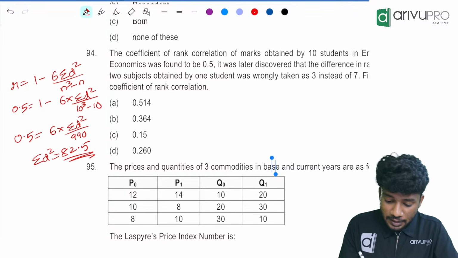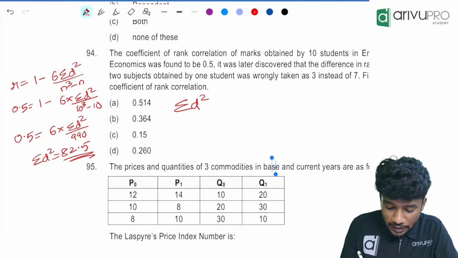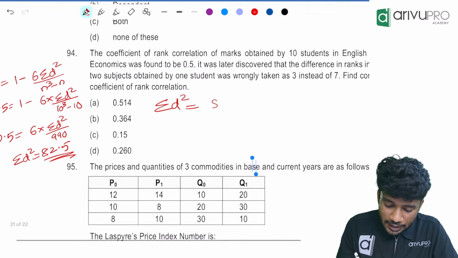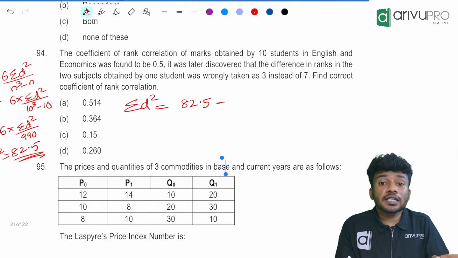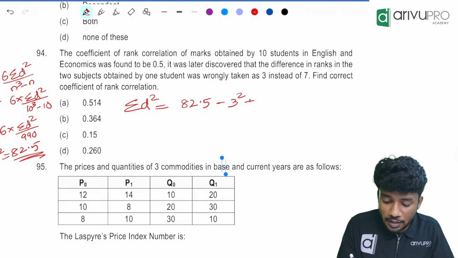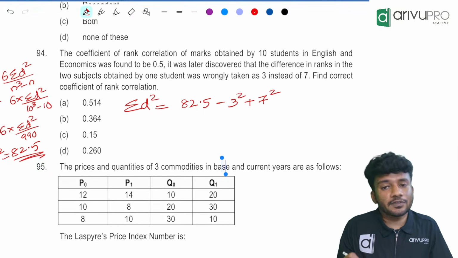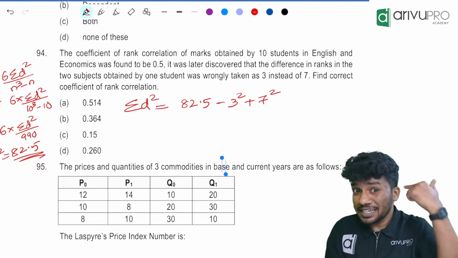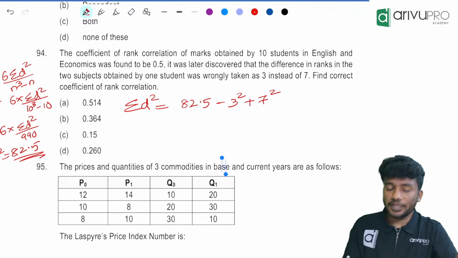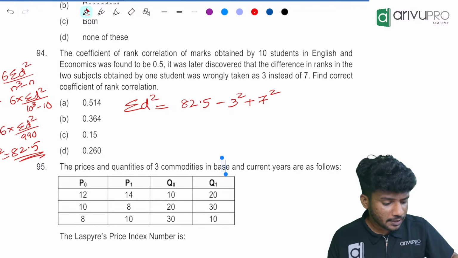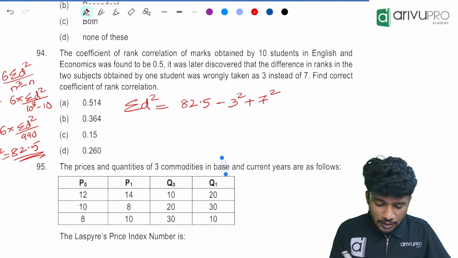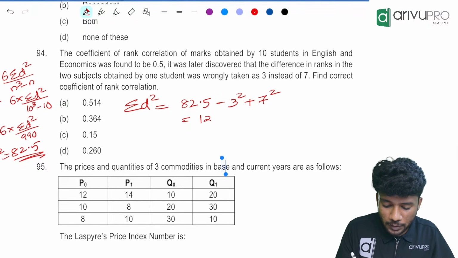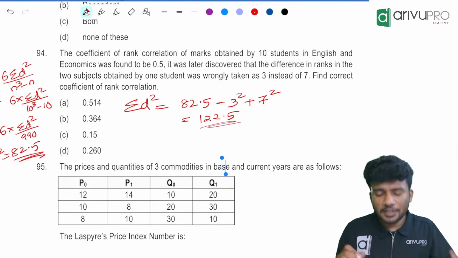Now we need to correct, right? Sigma d square we are going to correct. That is nothing but 82.5 minus, it was wrongly taken as 3, that means minus 3 square, plus what? Correctly taken as 7 square. Why are we taking the square? Because sigma d square is included. That's why. Now people, get me the answer, which is nothing but 3 into 3, that is 9, plus 49, it will become 122.5 will be the sigma d square.